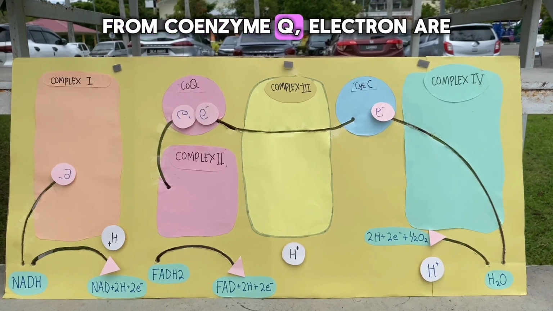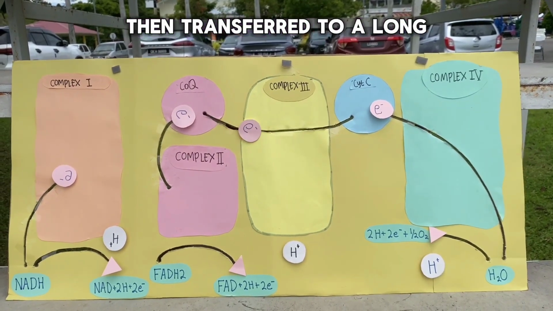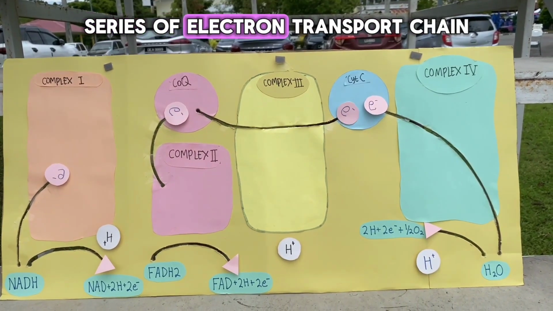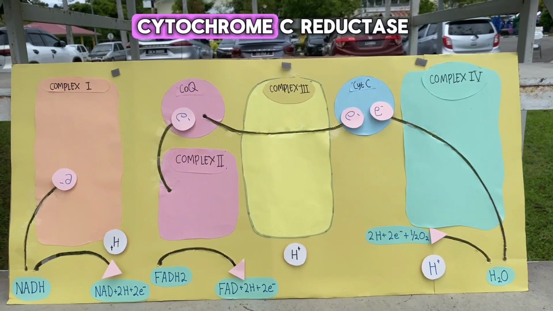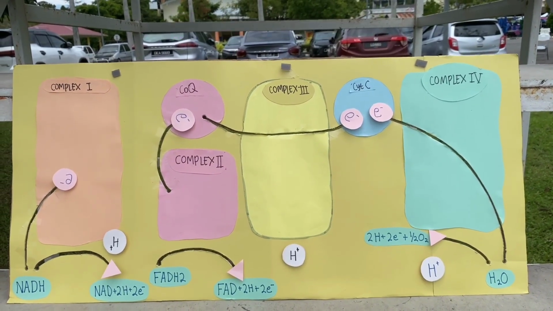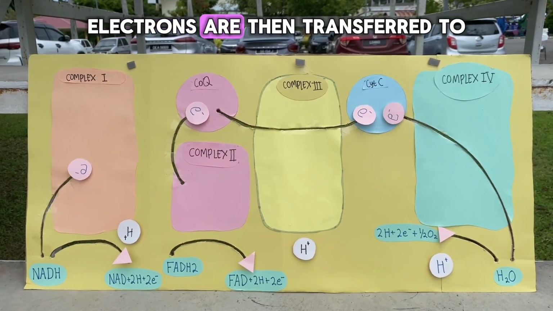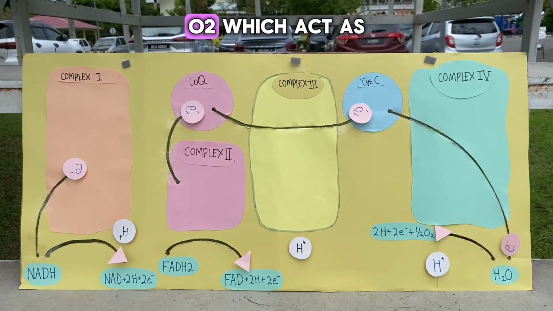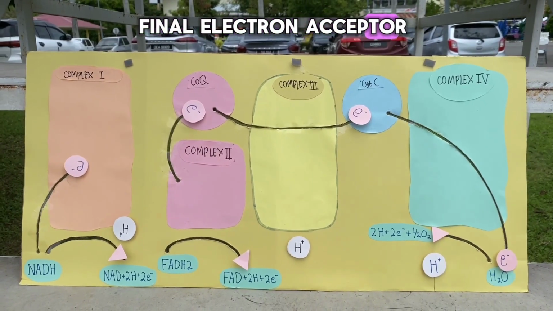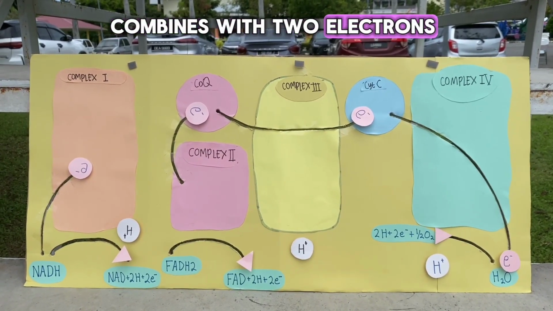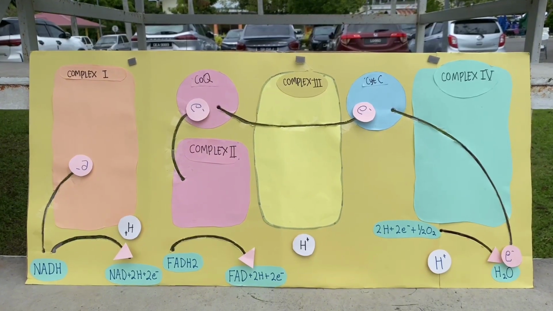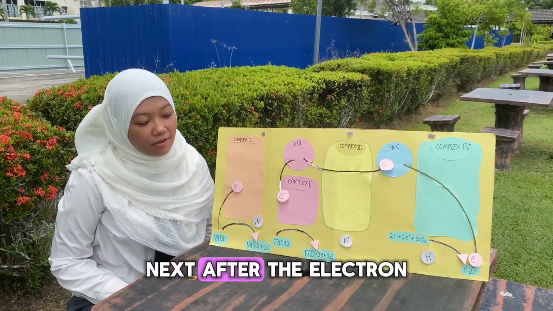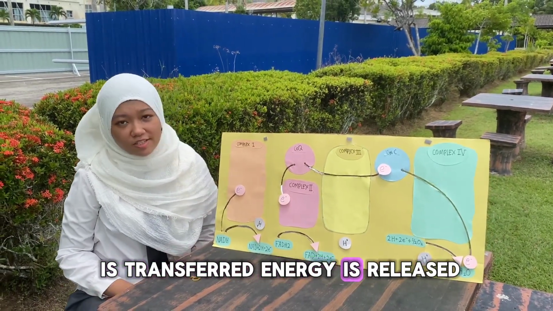From coenzyme Q, electrons are then transferred through a long series of electron transport chain components, which consist of cytochrome C reductase, cytochrome C, and cytochrome C oxidase. Electrons are then transferred to O2, which acts as the final electron acceptor. O2 then combines with 2 electrons and 2H+, forming a water molecule. Next, after the electrons are transferred, energy is released.